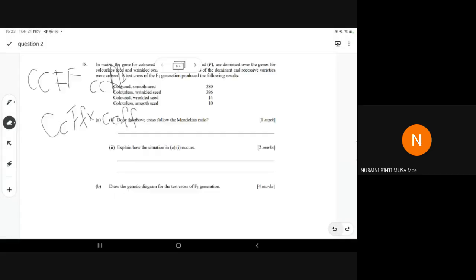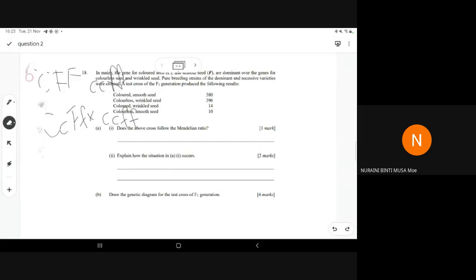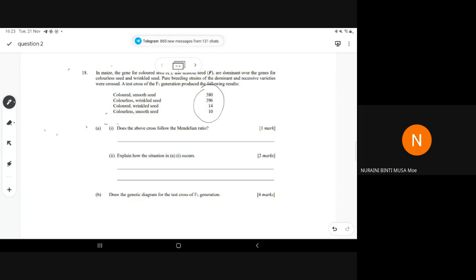Okay, alamak, aku delete semua ni. Lupa pula. Okay, so you can see from the data that they give you, right? Colored smooth seed 380, colorless wrinkled seed 396, colored wrinkled seed is 14, colorless smooth seed is 10. Okay, ini 1111 ke?